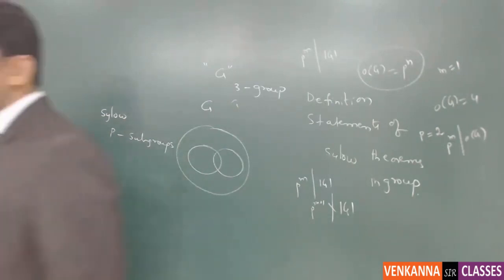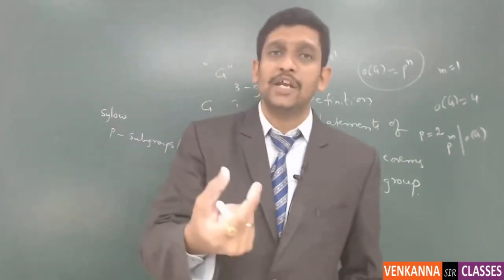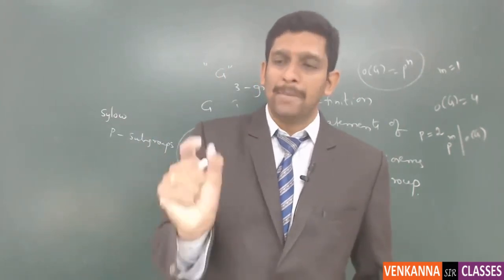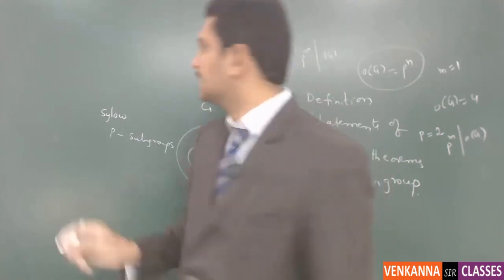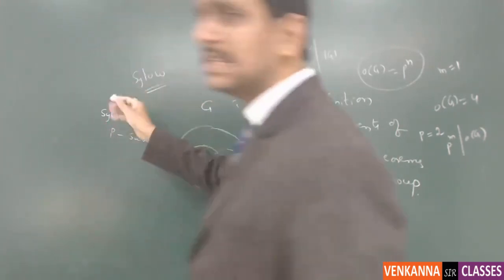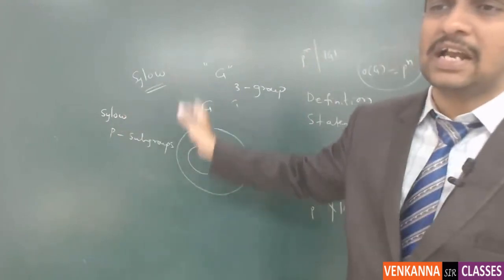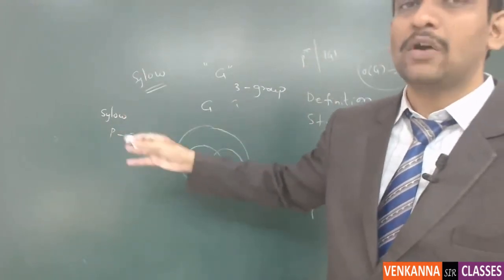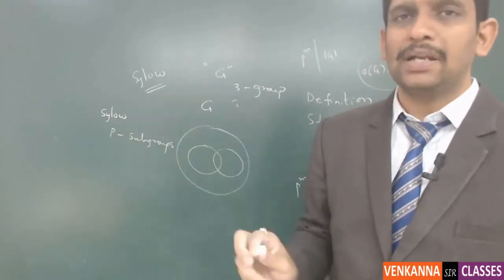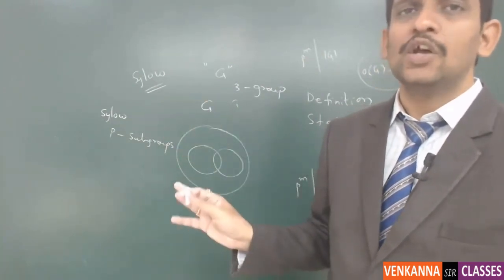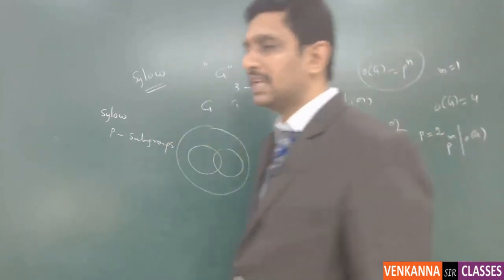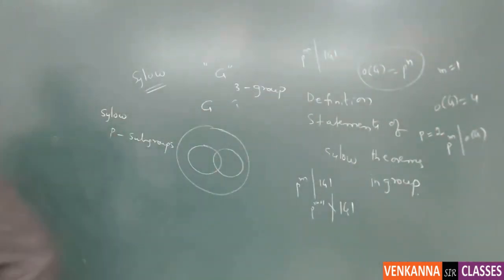The subgroup is called a Sylow P subgroup, mentioning the prime number you have taken. Since Sylow invented this technique and formulation, we call it by that name, Sylow. So if 5 is the prime number satisfying that condition, we say that the subgroup is a Sylow 5 subgroup. That's it. Okay.